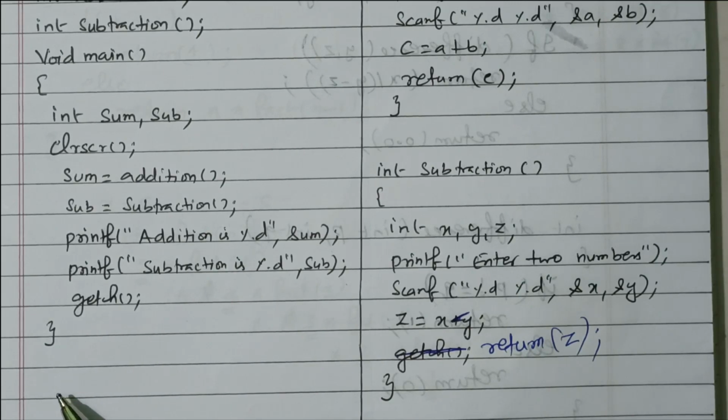So in this video, we discussed the fourth type of function prototype, function without any arguments and with a return value. We are not sending any value to the function, but the function will return the value.